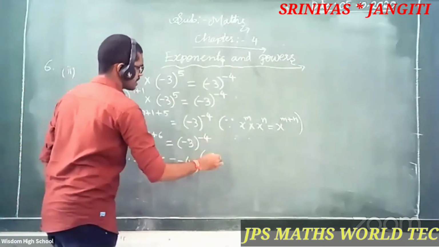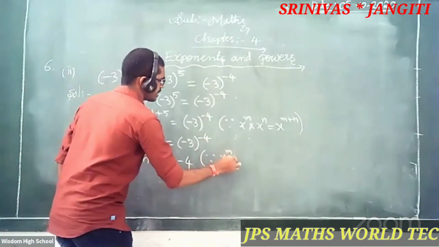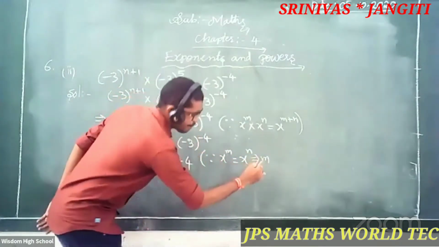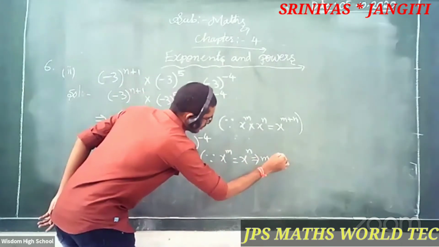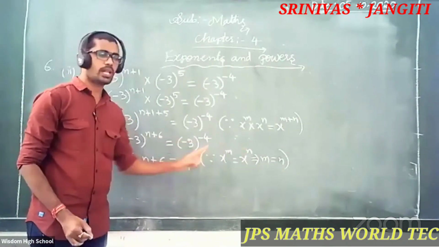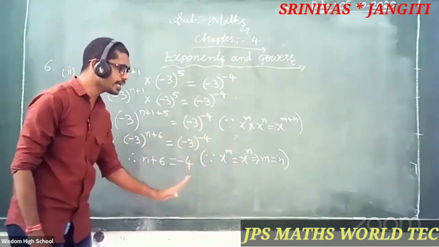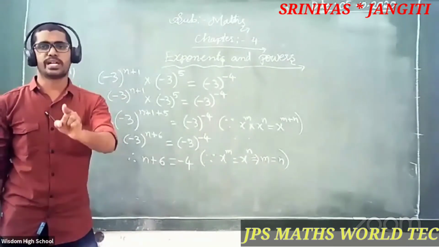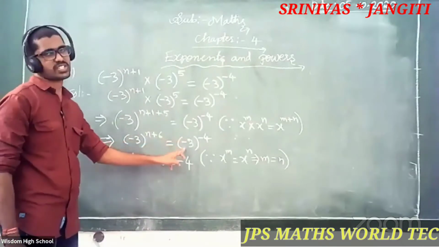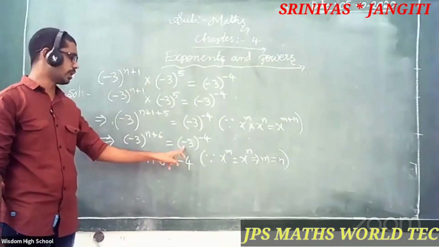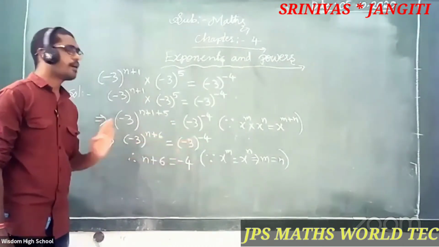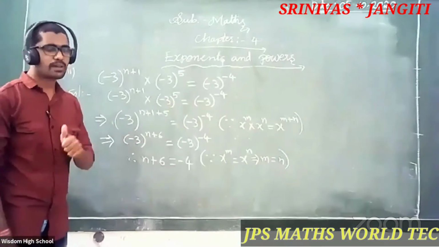Why? Because x to the power of m is equal to x to the power of n, that implies m is equal to n. Why? Because the exponents, what happened? Equal. How? Bases are equal, then the exponents are also equal. That's why, with minus 3, you will know that the bases are equal. Therefore, the exponents n plus 6 is equal to minus 4. Is it clear, students? Very good.